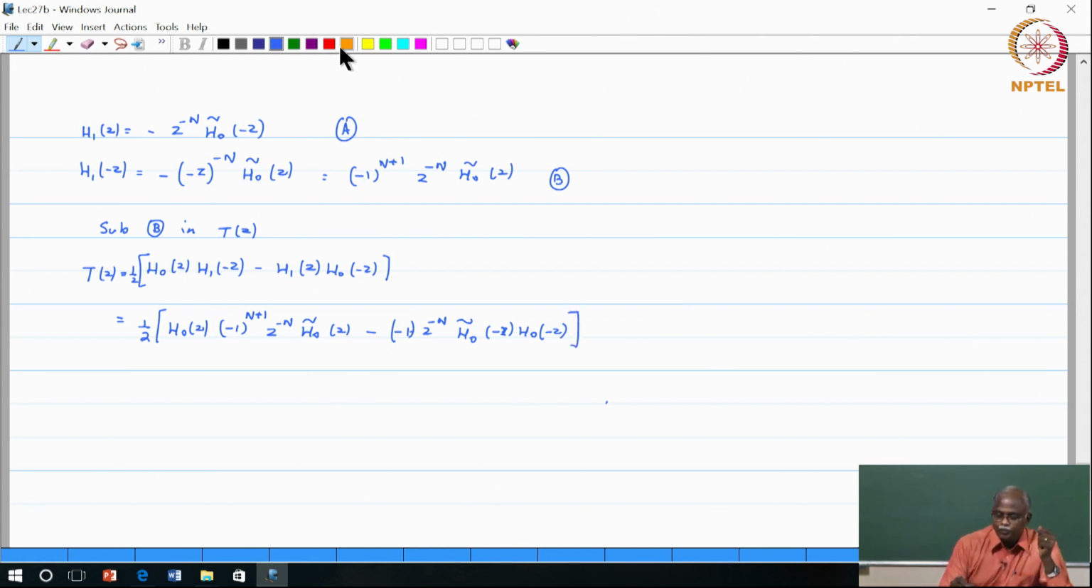Okay. Just regroup the terms. Z power minus n comes out, divide by 2, there is a minus 1 raised to the power of n. So I am going to make the assumption that if n is odd, then n plus 1 will be even, and I will get H naught of z, H naught tilde of z, minus and minus becomes a plus sign, z power minus n has come out, H naught tilde of minus z, H naught of minus z.